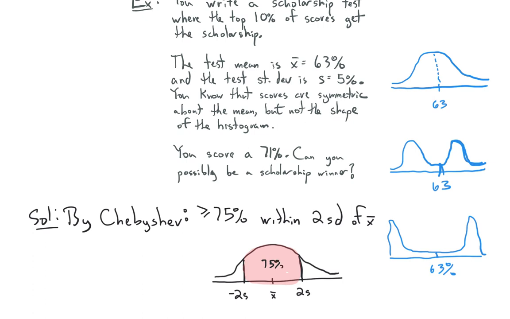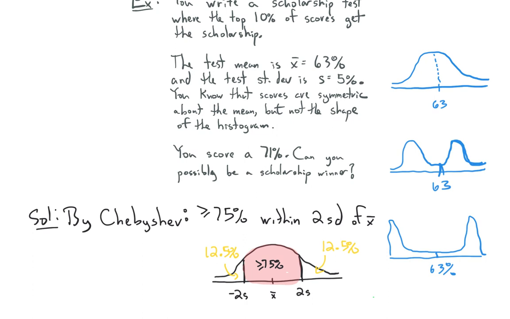At least 75%. Now remember that this distribution is symmetric about the mean, so we know that the remaining data is split up evenly on either side. So we have 75% of the data here, so the remaining bits should add up to 25%, and that needs to be split in 2. So on either side, we have 12.5% of the data.